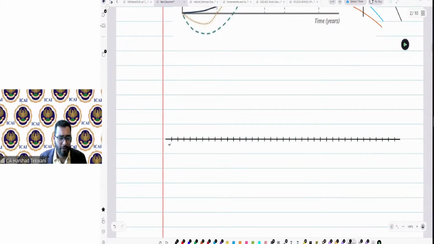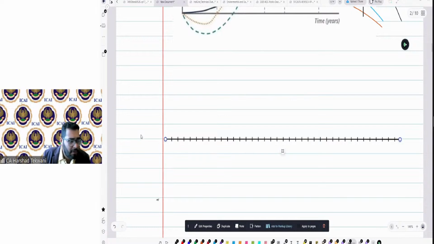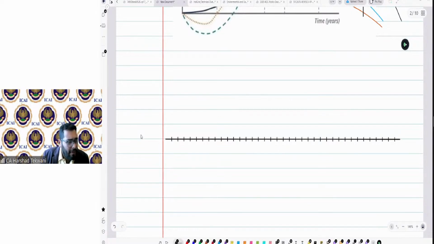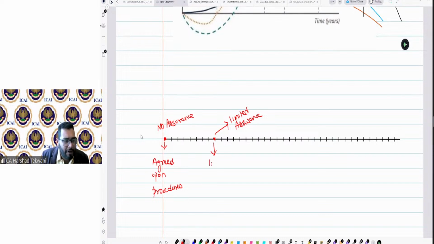So let's say this is the scale of assurance. Here we have no assurance, which means agreed upon procedures. Somewhere in between, we have limited assurance, and we call this particular type of assessment limited reviews.